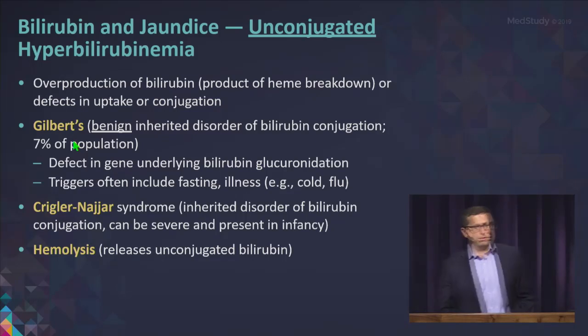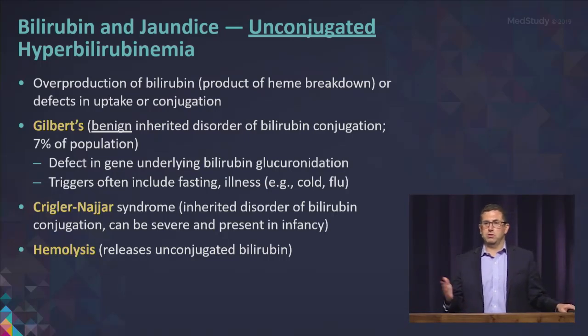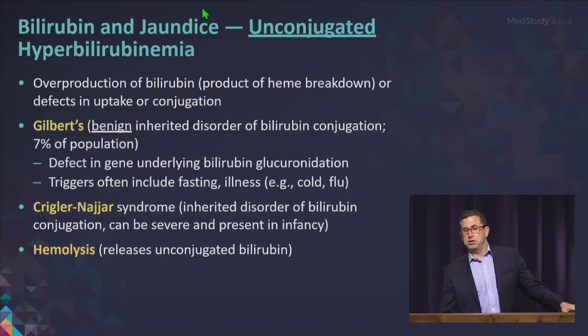So Gilbert's, exceedingly common, 7% of the population. It's a benign inherited disorder of bilirubin conjugation due to a gene defect in bilirubin glucuronidation. And triggers include fasting, illness, such as a cold or flu. So I'm sure you see this all the time in your clinic. You just have to make sure that it's unconjugated bilirubin and not conjugated.